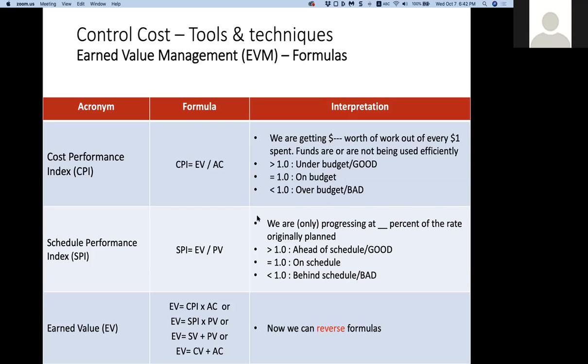Schedule performance index is the same. I'm dividing earned value; I always start with earned value and divide it by planned value, since it is related to schedule. This means we are only progressing at a specific percentage against the original plan. Greater than 1 is ahead of schedule, less than 1 is behind schedule. We are moving at 60% of the actual plan, which is bad.